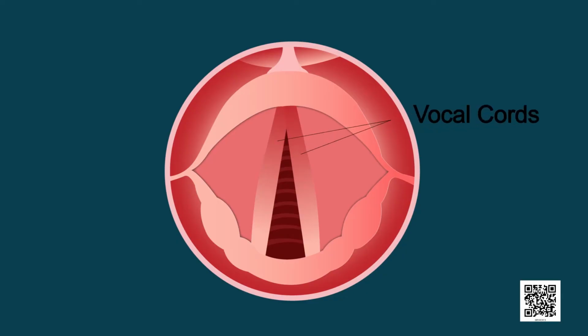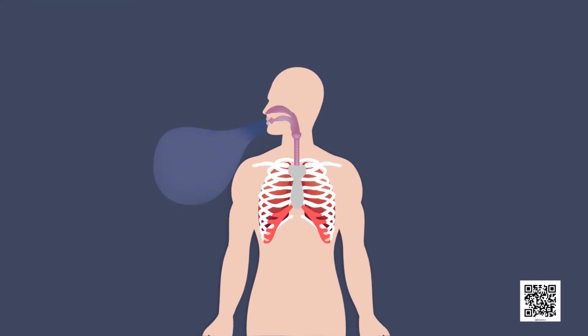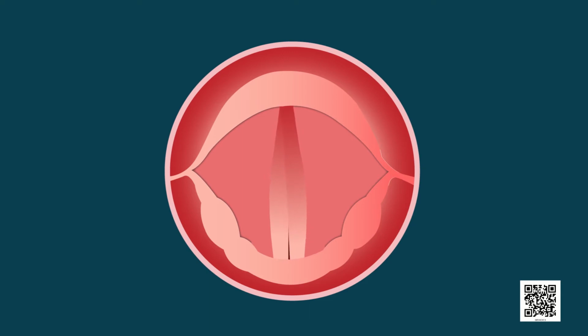Two vocal cords are stretched across the voice box or larynx in such a way that it leaves a narrow slit between them for the passage of air. When the lungs force air through the slit, the vocal cords vibrate, producing sound. Muscles attached to the vocal cords can make the cords tight or loose.